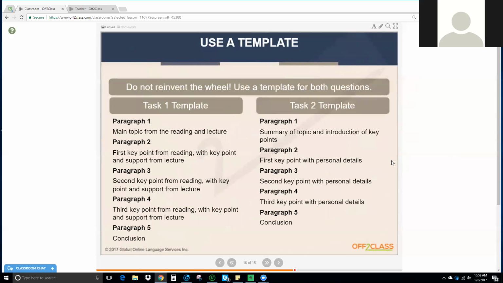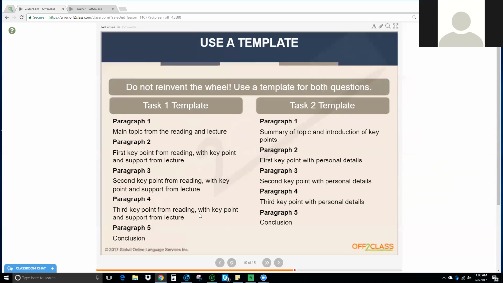All right, here's your template. It says, do not reinvent the wheel. What does this idiom mean? It means don't try to do what has already been done. It will take too long and you will have to expend too much effort, when you can take what someone else has done and learn from it and use it as a guide. Okay, so that's what a template is. It's a guide.